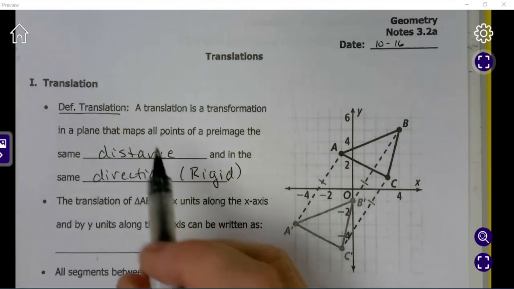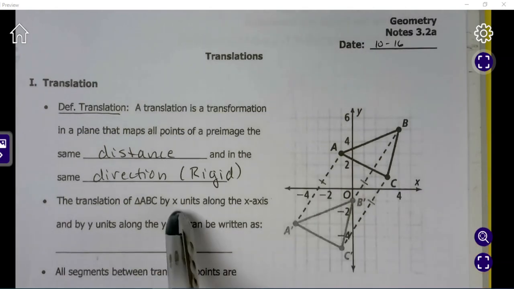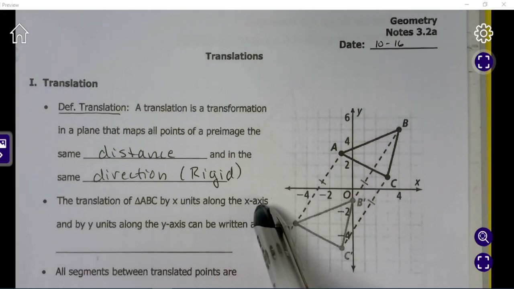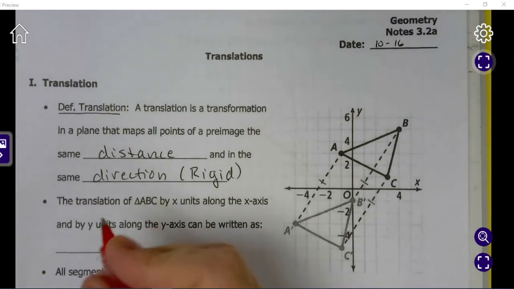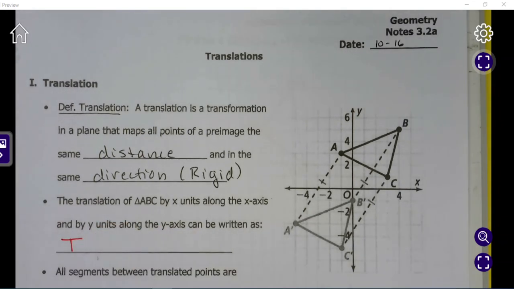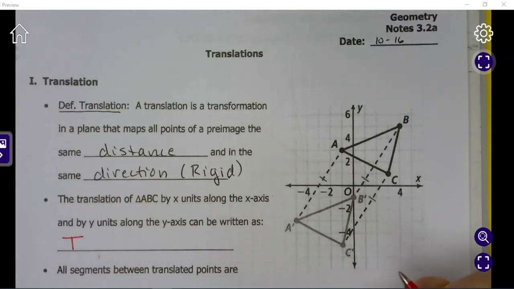Okay, so the translation of triangle ABC by x units along the x-axis and y units along the y-axis can be written as capital T for translation, and then the x and the y form what's called a vector.